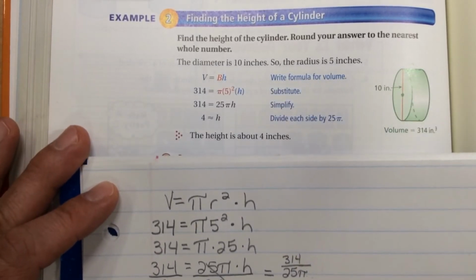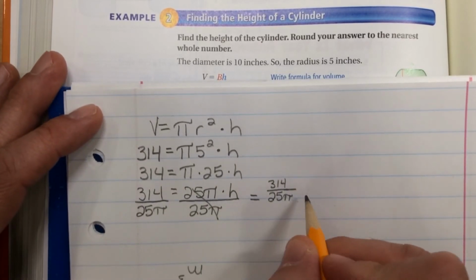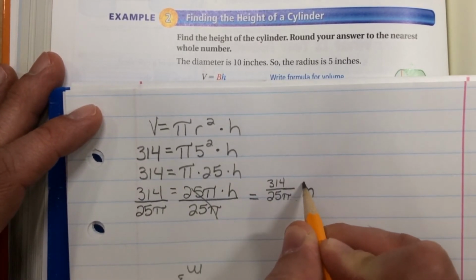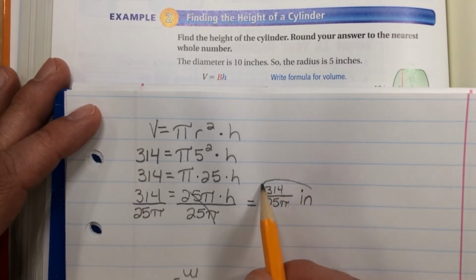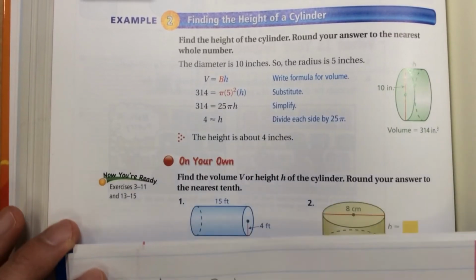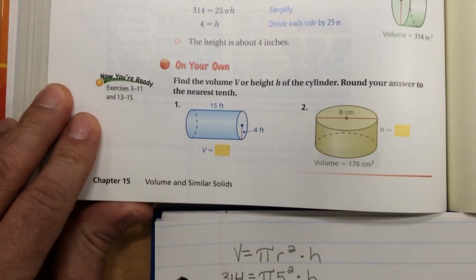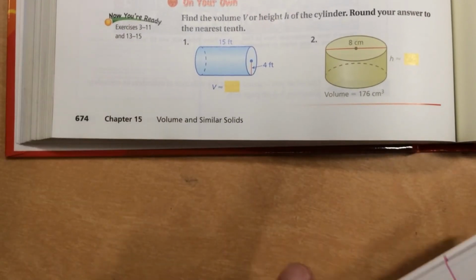Now we solved for the height, and the height is just in inches. Okay, don't put inches cubed. That would be the volume. We just solved for the height. Okay. Here are a couple for us to do on our own.